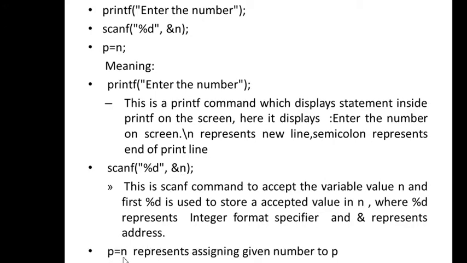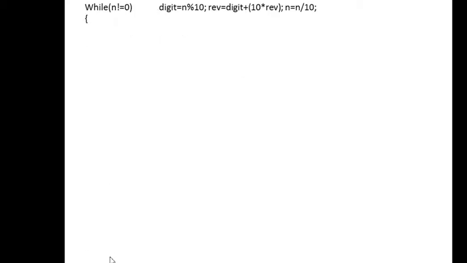So initially p is equal to n. So n is the value that is given, it is accepted and it is stored in p. Okay, so remember this, we are storing the p value. There is a copy of the accepted integer value, and the copy is p. So if you give input 1 2 3 2 1, it is stored in p also. Now the while loop is a loop which is used to check whether the given number is a palindrome or not.